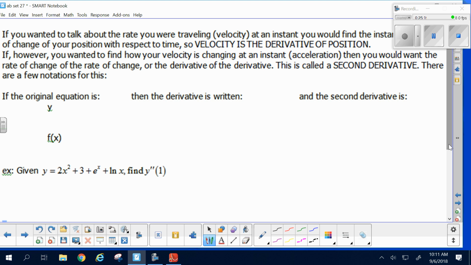First of all, notation. If the original equation is y, then the first derivative could be either y prime or dy dx. Those are both pretty common notations you'd see for a derivative with y in it. The second derivative would either be y double prime, this is an or, not both of those, or, and this is the one that scares students because they get the 2's in the wrong place. The second derivative, Leibniz style, looks like that.